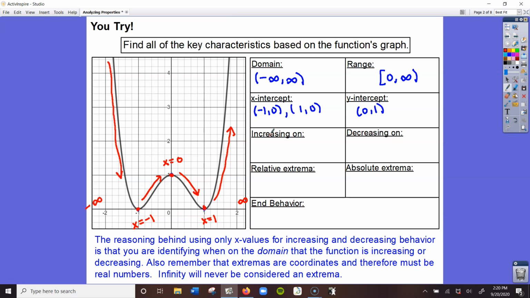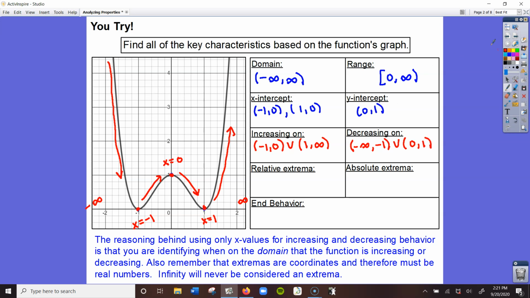So for increasing behavior, we have two parts of the graph that are increasing. So we're going to have two intervals: it increases from -1 to 0, and then it continues increasing again from 1 to infinity. Now for decreasing, it starts decreasing from the very left of the graph, so from negative infinity until -1. And then it decreases again from 0 to 1.